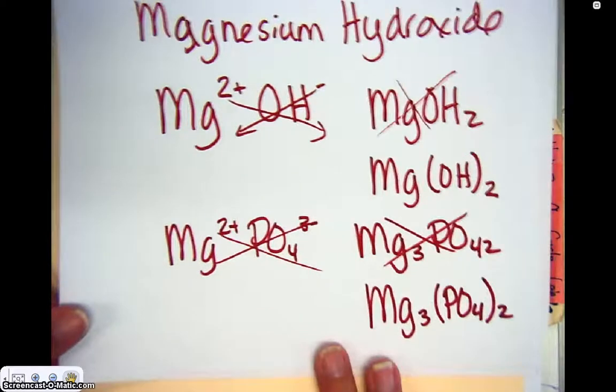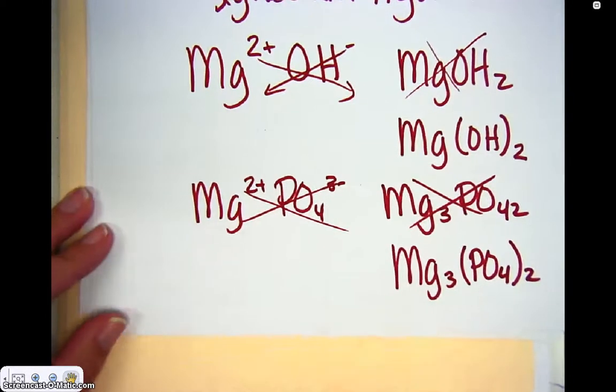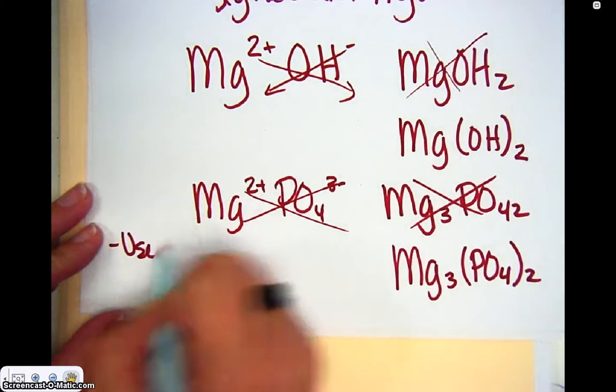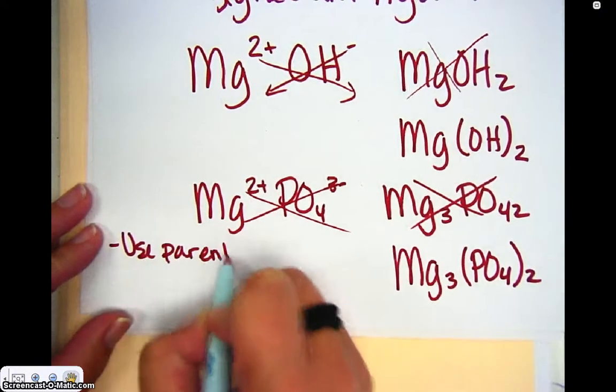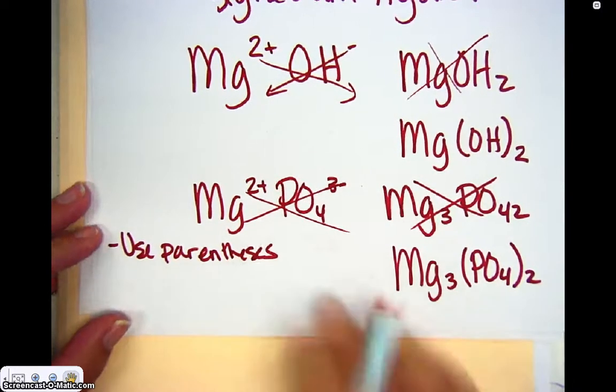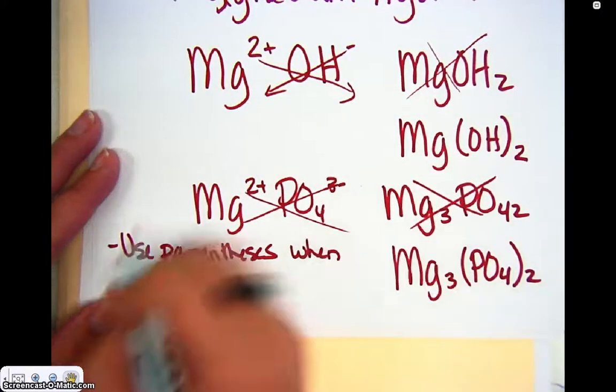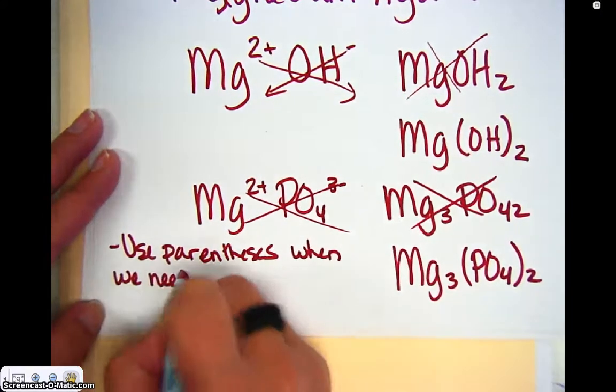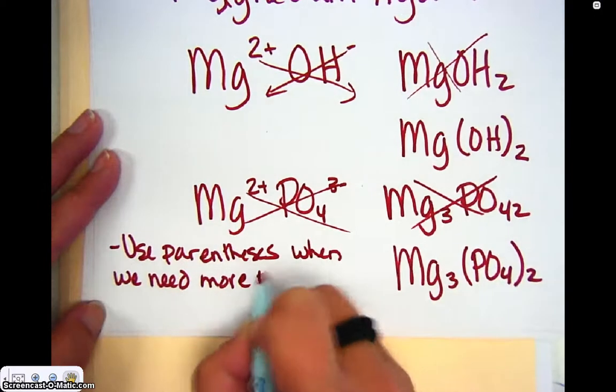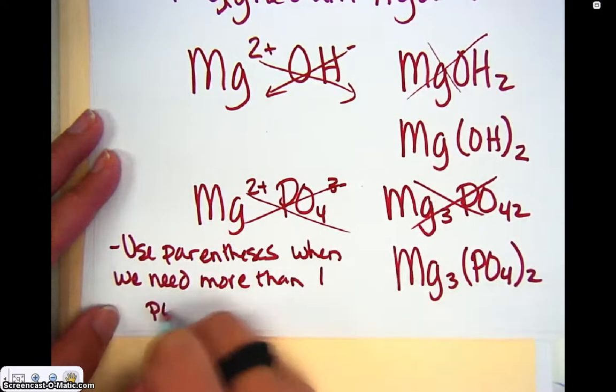So when do we use parentheses? We use parentheses in order to indicate when we need more than one polyatomic ion. So we use parentheses when we need more than one polyatomic.